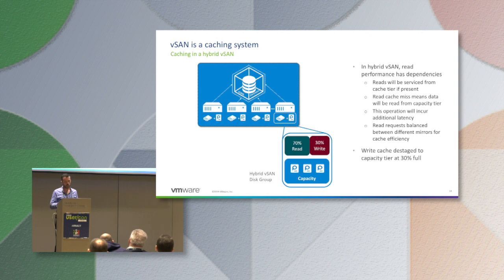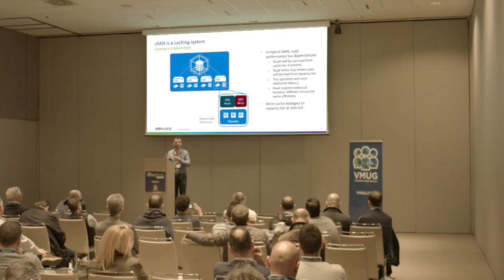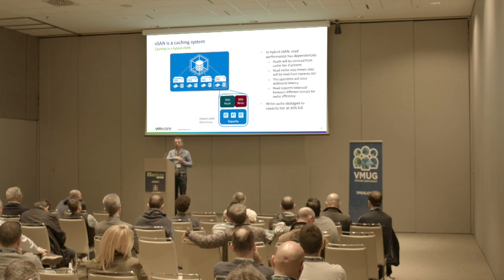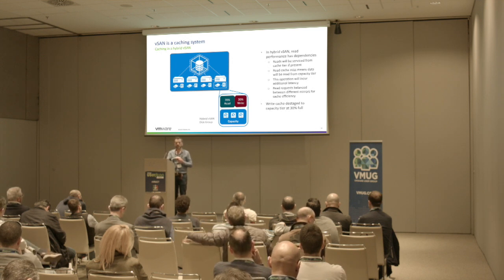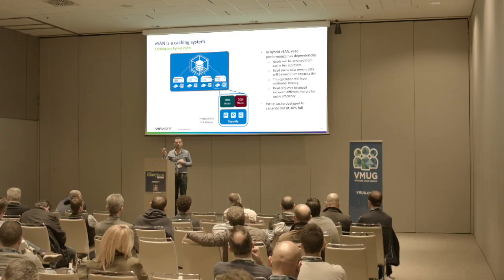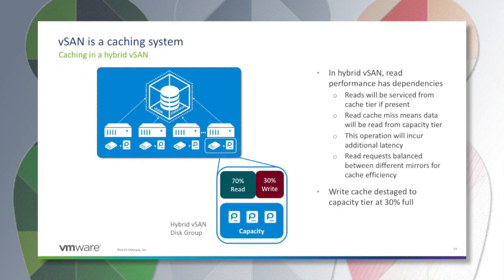Okay? Writes: all writes will be processed through the caching tier, and the write cache gets destaged at 30% full. So that's 30% of the 30%. Okay? So if I can do my maths right, if you've got a 600 gig caching device, then about 140 gigs of that is going to be assigned for writes. And even within that, to keep the I/O balanced and regulated, we will destage at 30% of that write allocation. Okay.